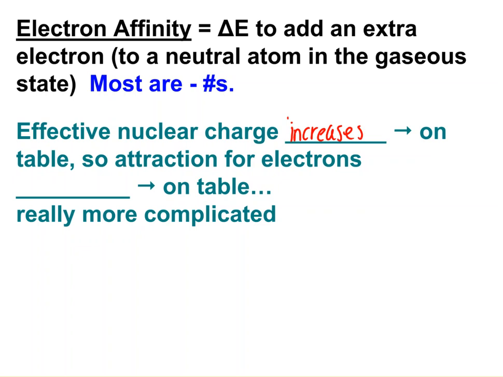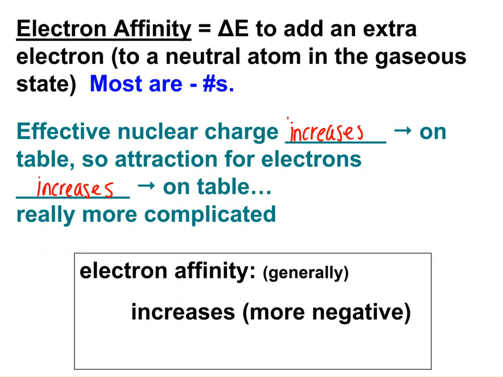And so that means that electron affinity will increase. Attraction to electrons increases to the right. And this is one that's really more complicated. There are all these little special situations that come into it. So I'm just going to leave it with this one trend, that electron affinity increases as you move to the right on the periodic table.